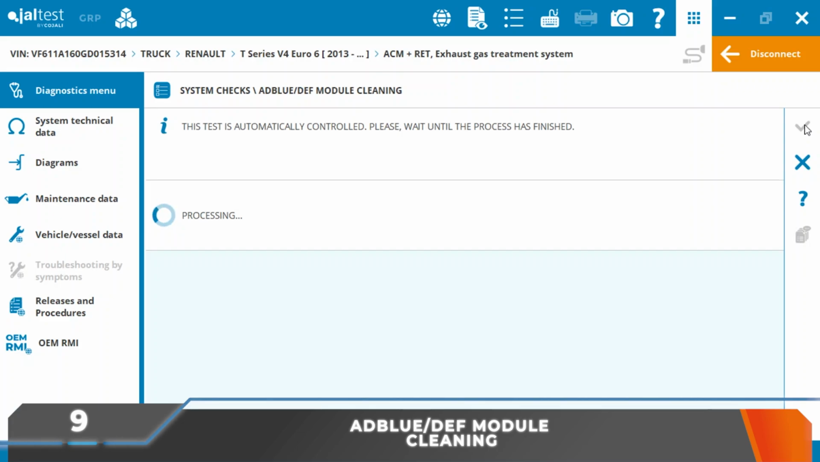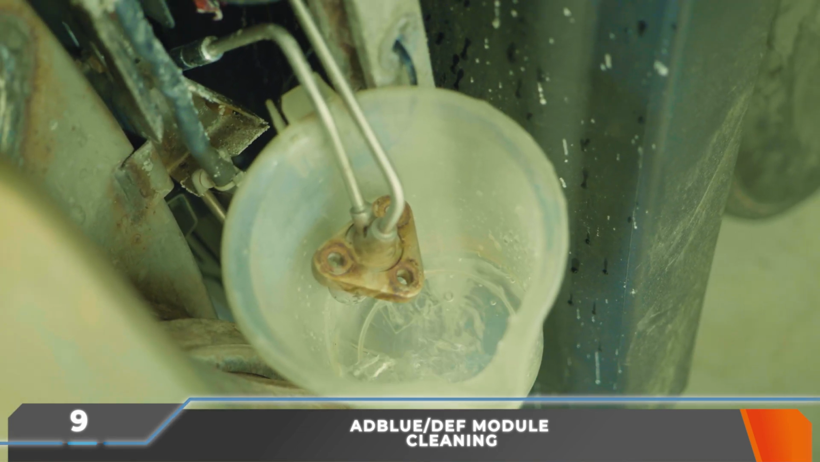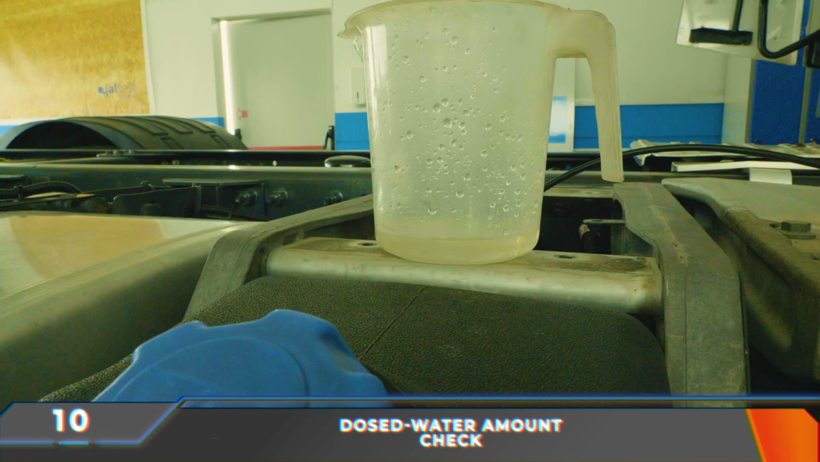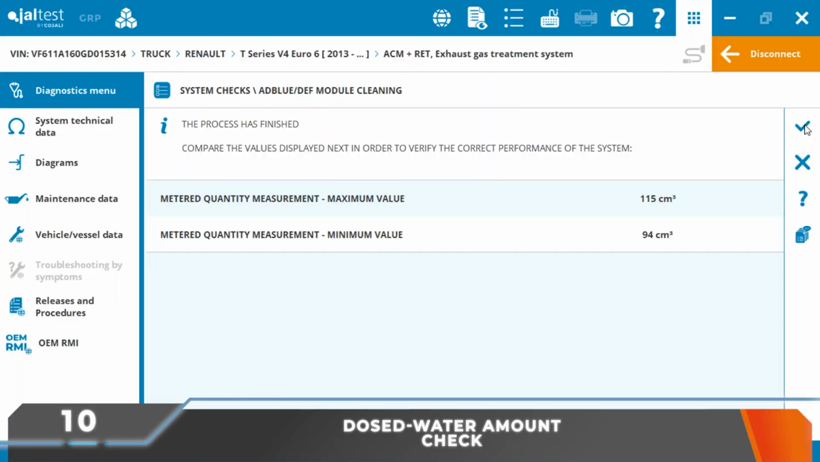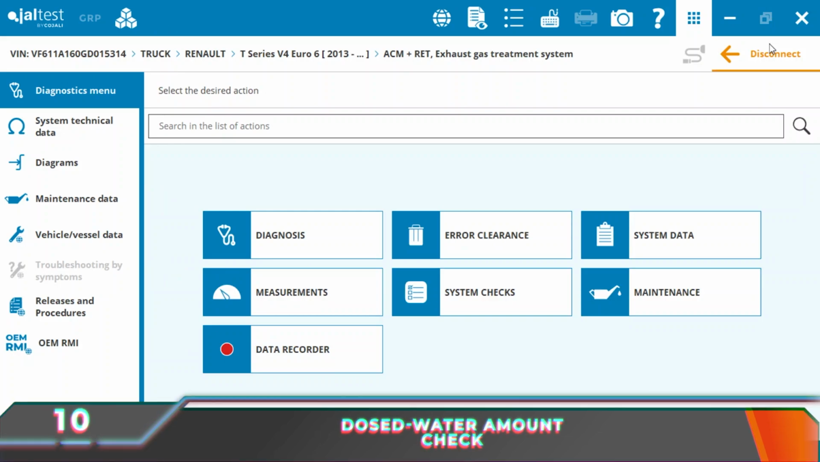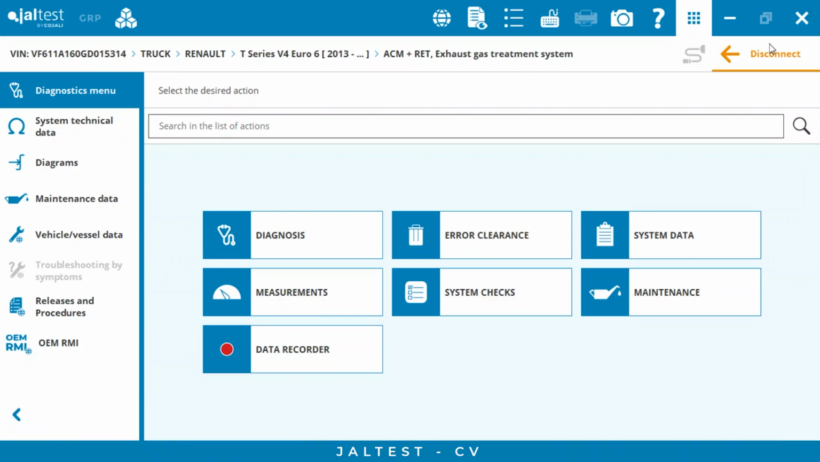Once the procedure has been completed, it is necessary to check that the dosed amount is within the range mentioned by Jaltest. If so, the system operates correctly and without obstructions. Otherwise, the test can be repeated several times to discard obstructions in the AdBlue DEF system.